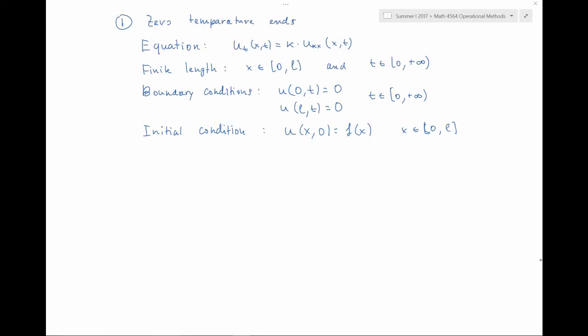Another possible situation is where the rod is completely insulated from the environment. So not only is it insulated at the lateral surface, it's also insulated at both ends. That would mean that there is 0 heat flux going through both ends, and as we know, the heat flux is described by the partial derivative in terms of x, and therefore we're going to have the partial derivative in terms of x to be 0. The equation again stays the same. It's ut equals kappa times uxx.